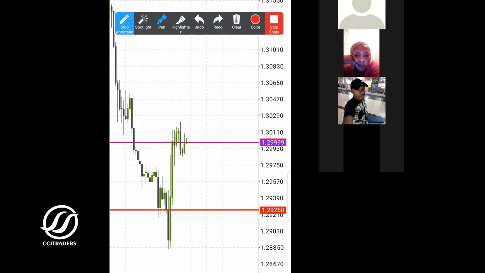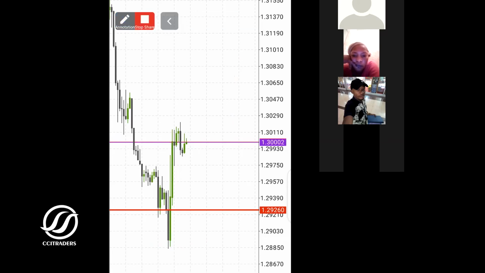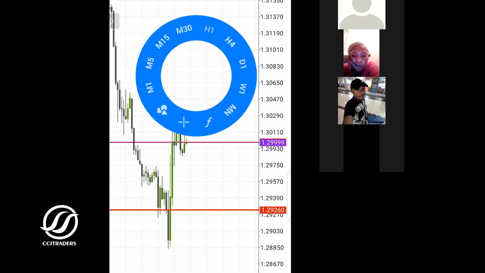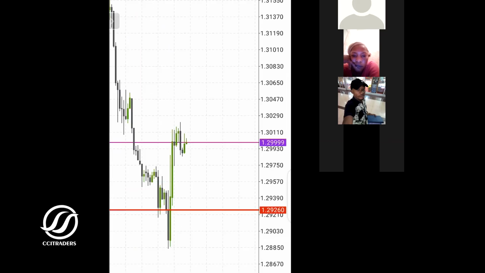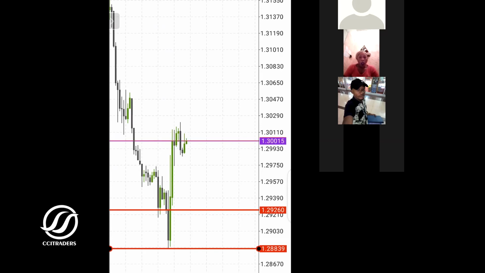So what are we going to do? We're going to place our limit here and our stop loss here. So Mr. AGK again, please help me with the take profit value, the entry price value. 1.29260, right? 1.29260. That's the value for the buy limit entry price. So let's place the buy limit trade.